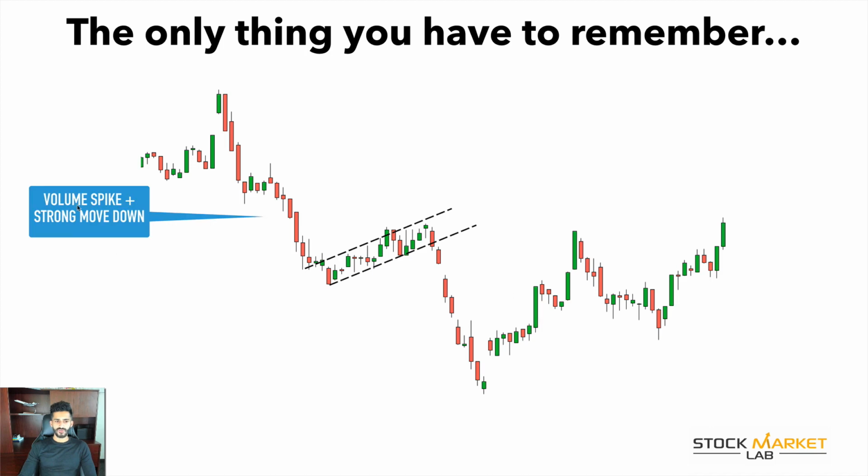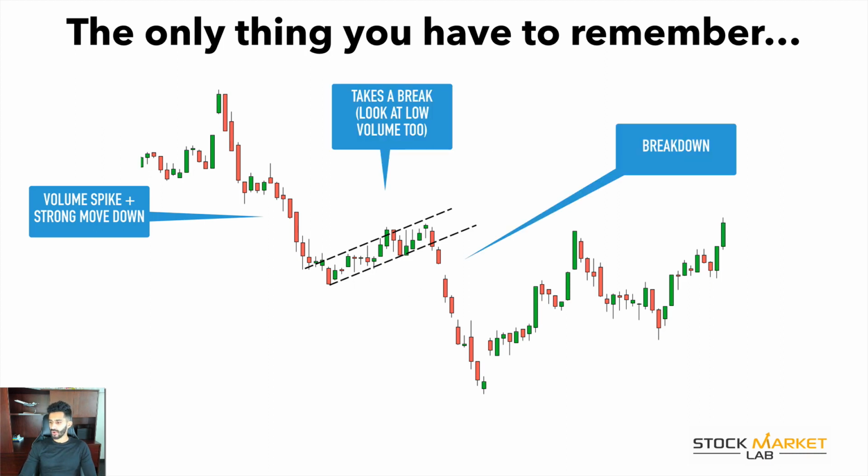You can see a volume spike, strong move down. Stock makes a strong move down, takes a break, continuation, boom, bear flag. We don't care what it's called, we just care about the idea behind it. Stock takes a break, and then boom, we see a breakout. Let's understand it one more time. Strong move down, takes a break, continuation, boom, takes a break again, continuation.